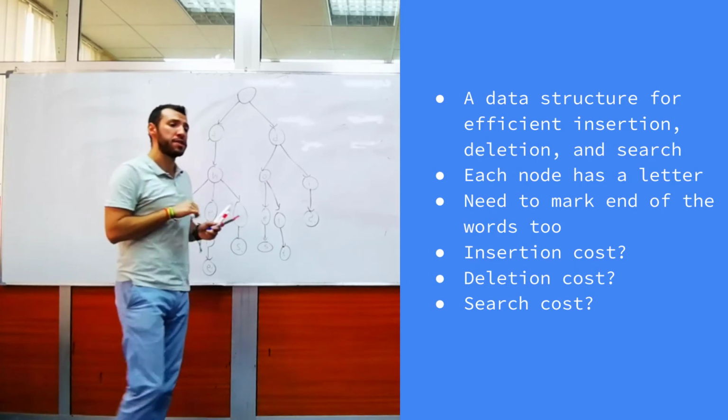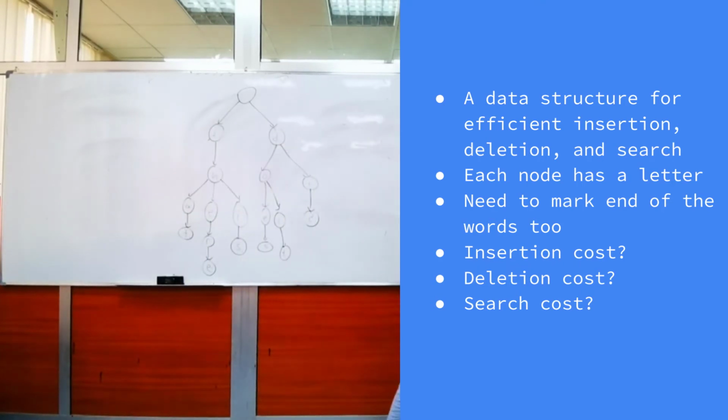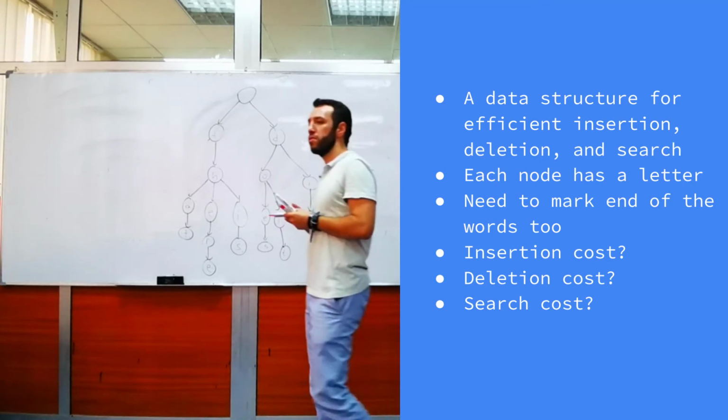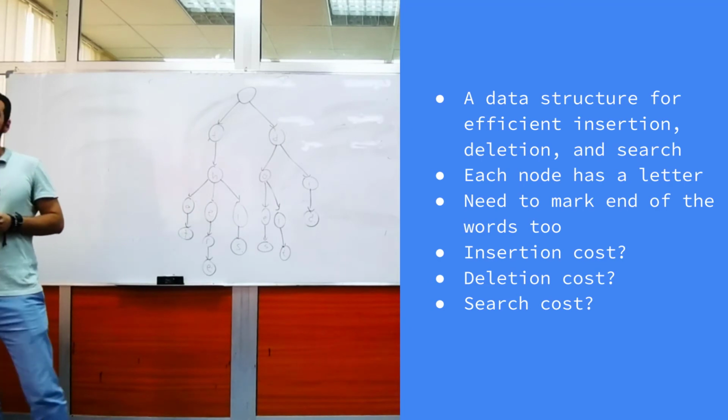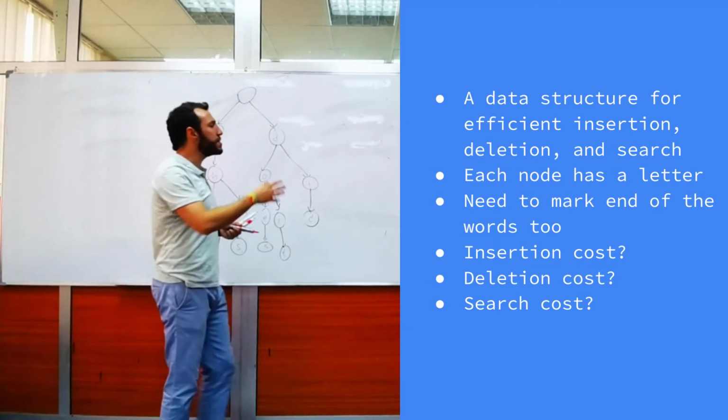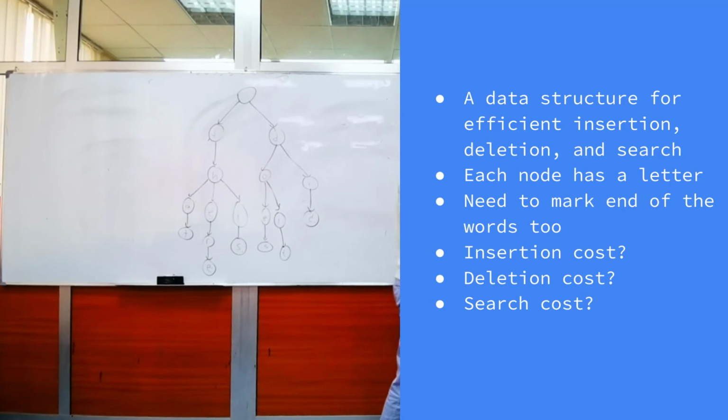So now the question is, what is going to be the insertion cost? Let's say I want to insert a new word with length L. What is going to be my insertion cost? L, right? So now let's compare it with some other efficient data structures we have seen so far.